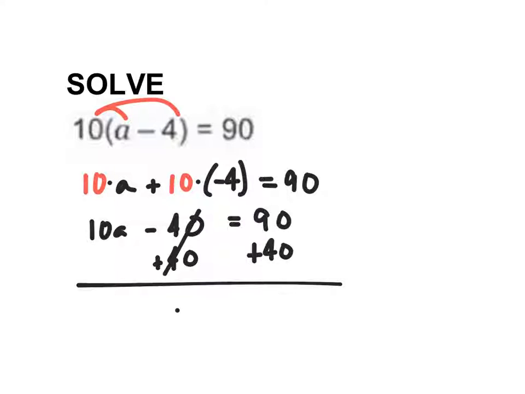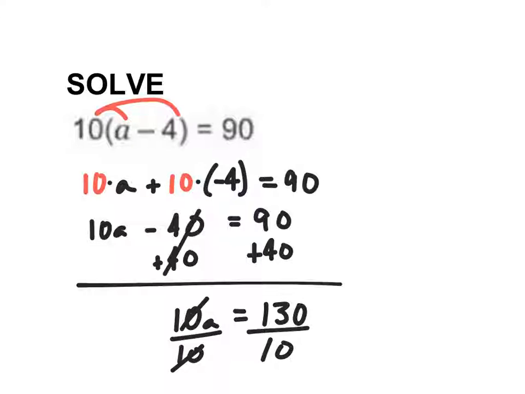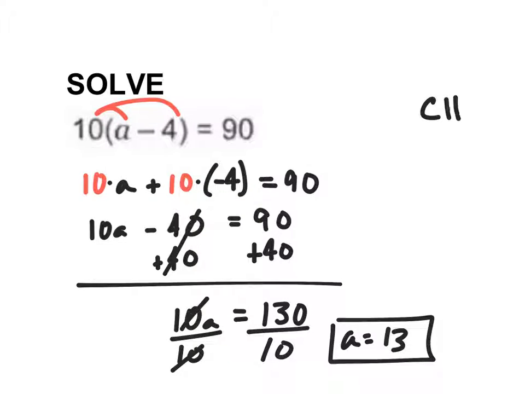The 40s cancel out. I'm left with 10A is equal to 90 plus 40, which is 130. And then I would do the division property of equality and divide by 10 on both sides. The 10s divide out, and then my value for A would be 13. 130 divided by 10 is 13. Let's check this to verify that we are correct.